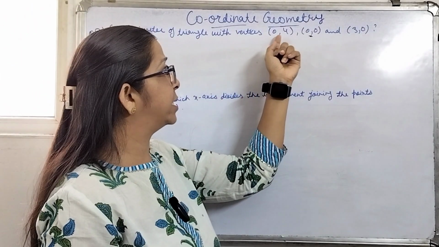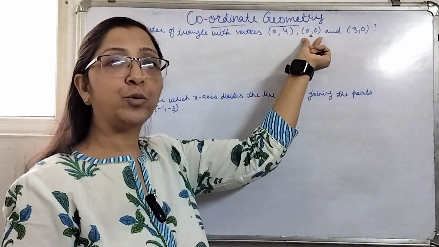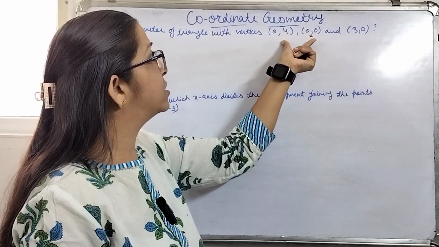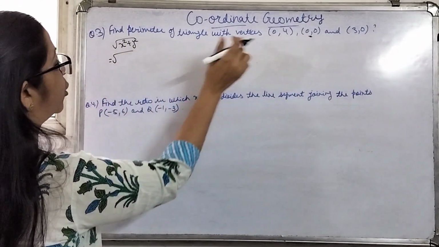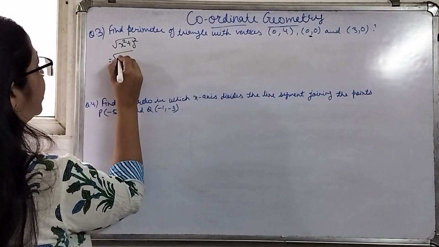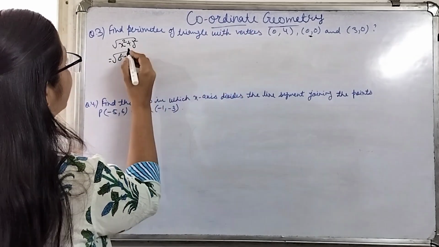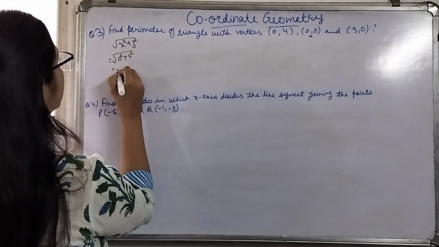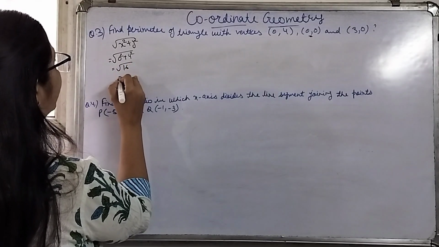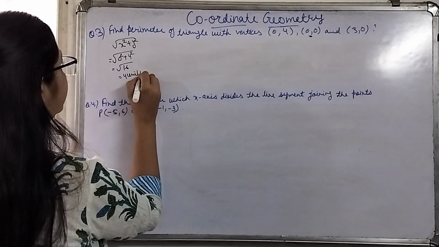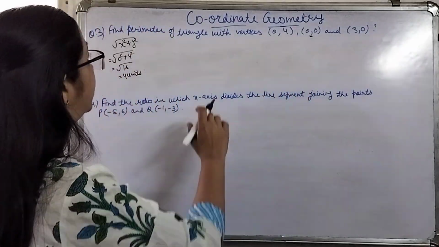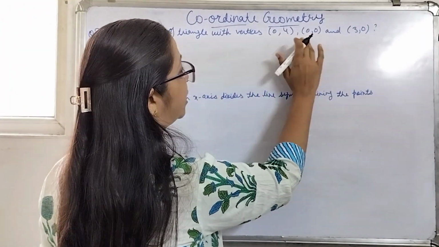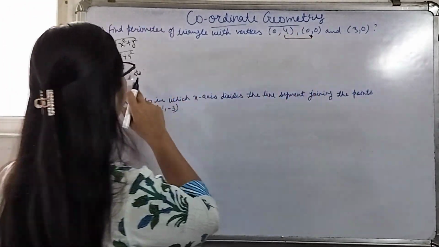If this is your x and this is your y and this is the origin, then the distance between these two will be root of, over here x is 0, so 0 square, that will be 0 only, and y is 4, so 4 square, that is root of 16, or we can say 4 units. This type of question comes for 1 mark only. For the 1 mark, that means the distance between these two points is 4 units.